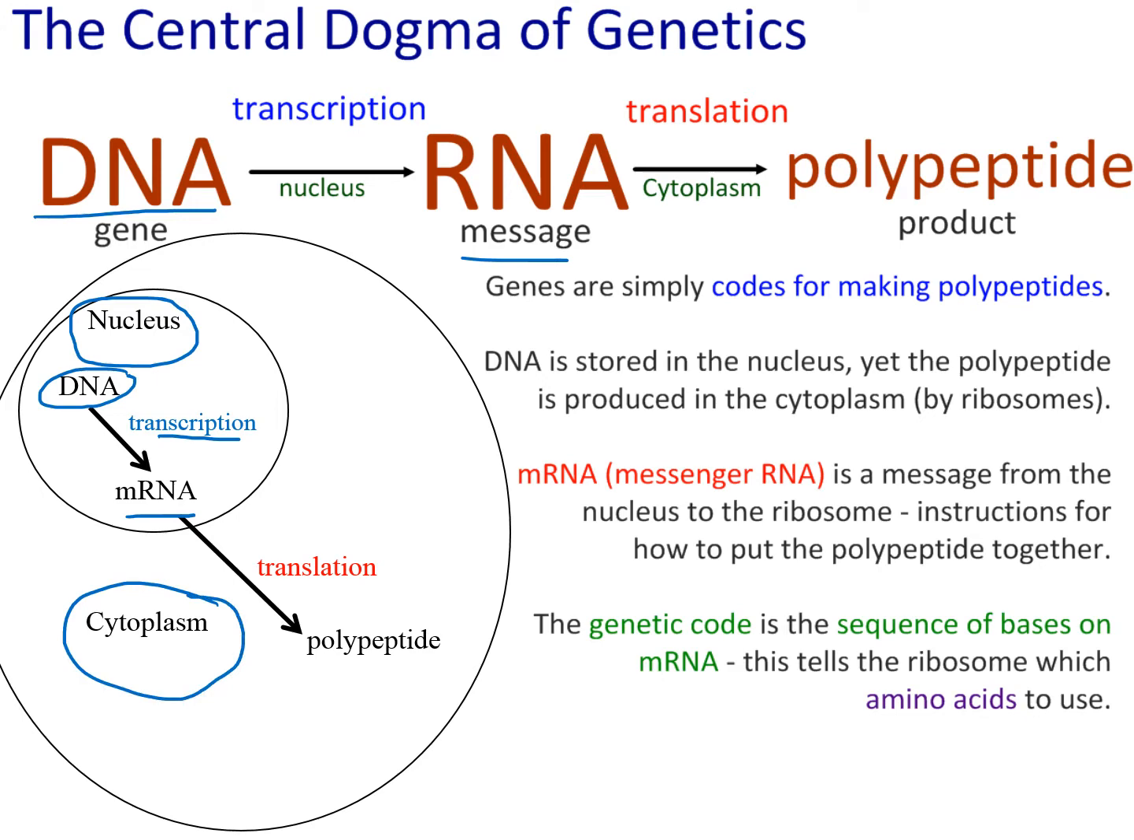And in the cytoplasm, by ribosomes, the messenger RNA is essentially read, the message is read, and some type of polypeptide is produced. And a polypeptide is a bunch of amino acids strung together in whatever order the DNA instructs it to be assembled in.